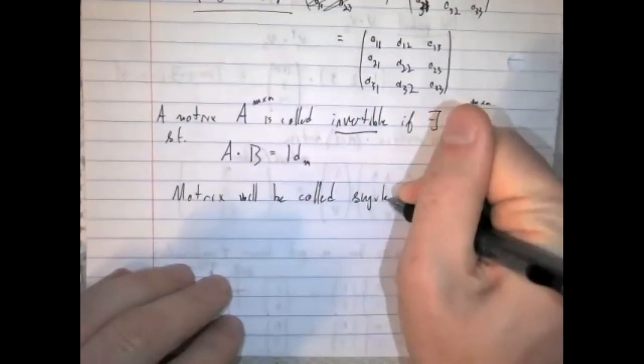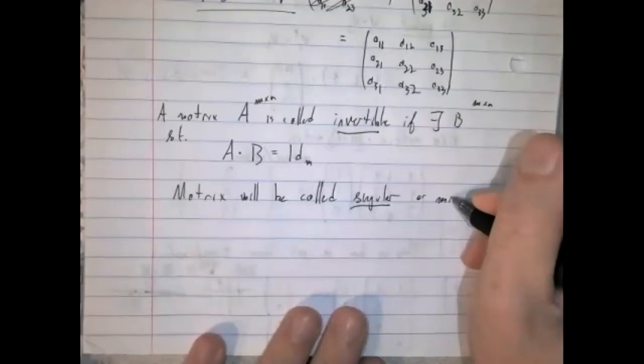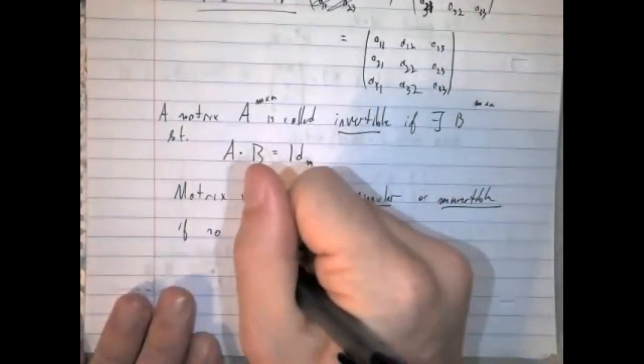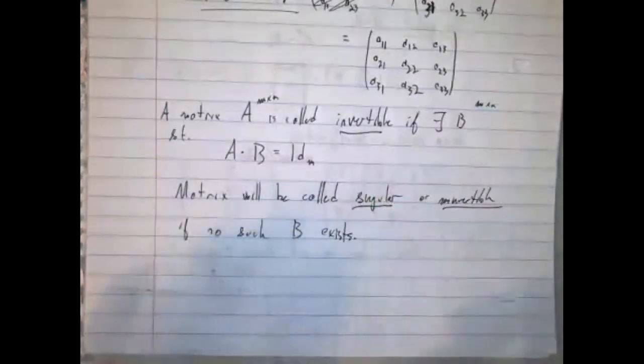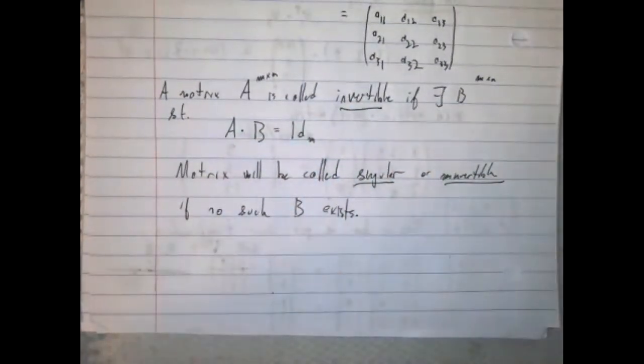A matrix will be called singular or non-invertible if no such B exists. Can anyone think up a real quick example of a non-invertible M by M matrix for me?